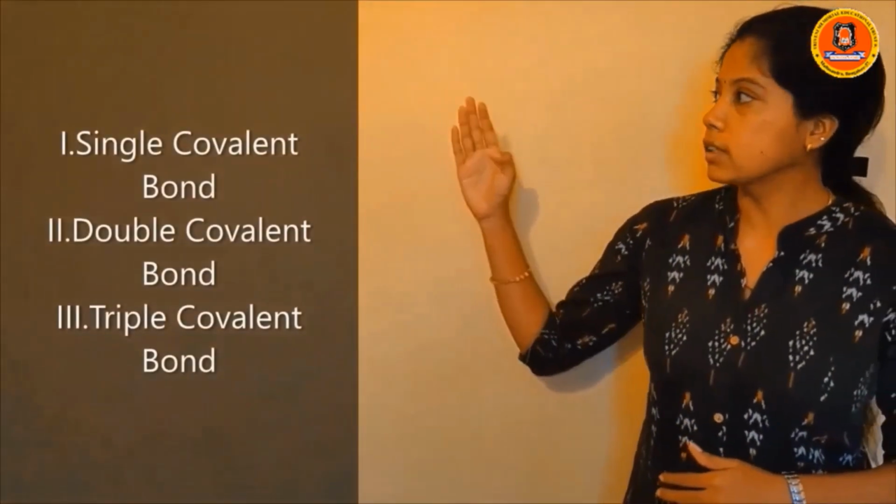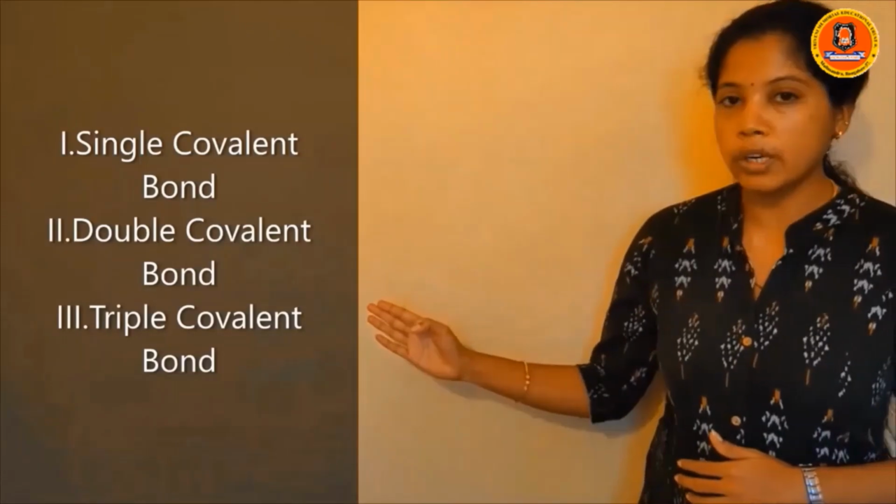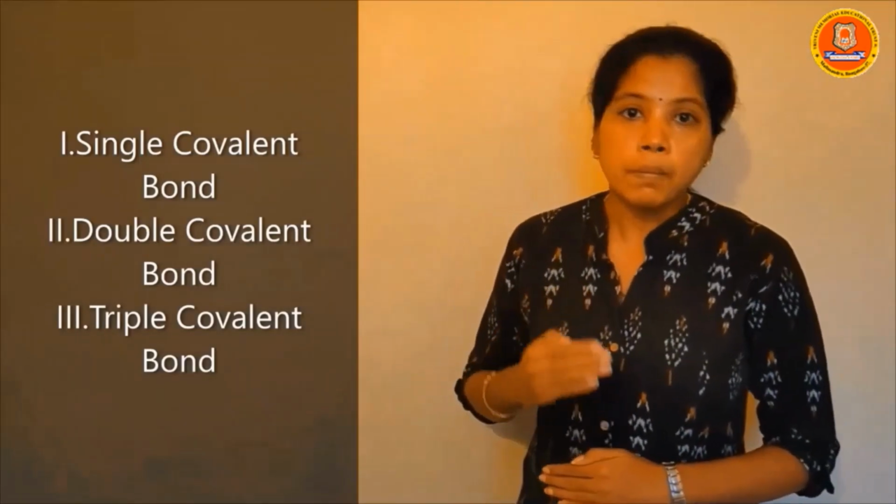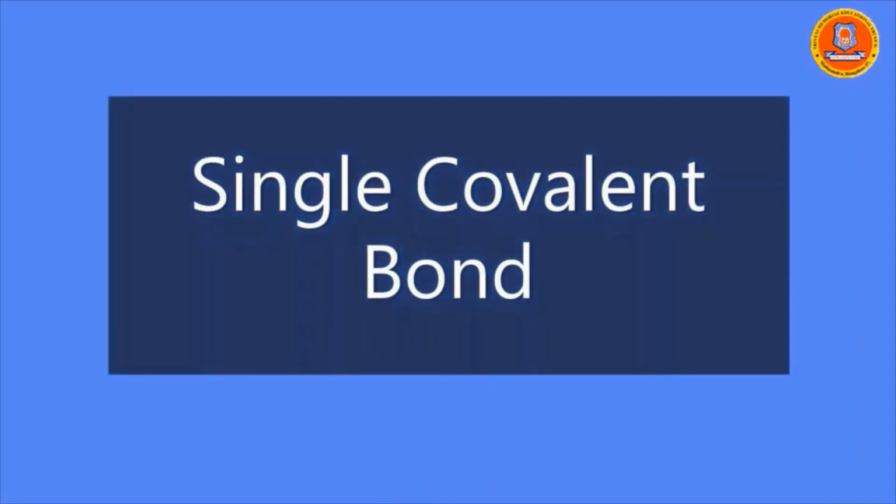Now let's talk about what are the different types of covalent bonds. We have three types of covalent bonds dependent on the number of shared pairs of electrons. Those are single covalent bond, double covalent bond and triple covalent bond. Now let us see each one of the bonds in detail.